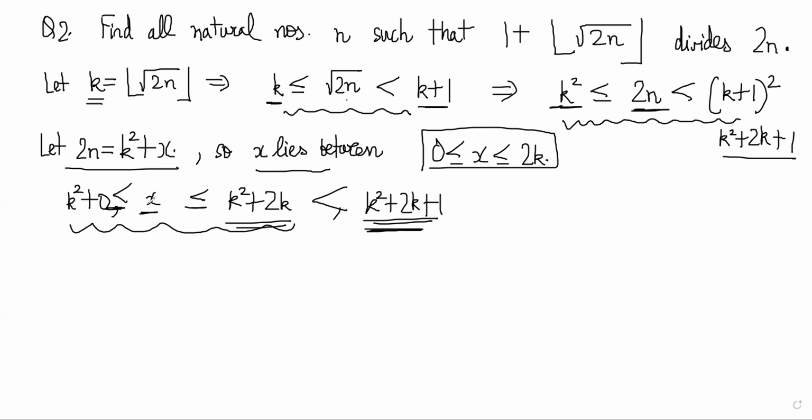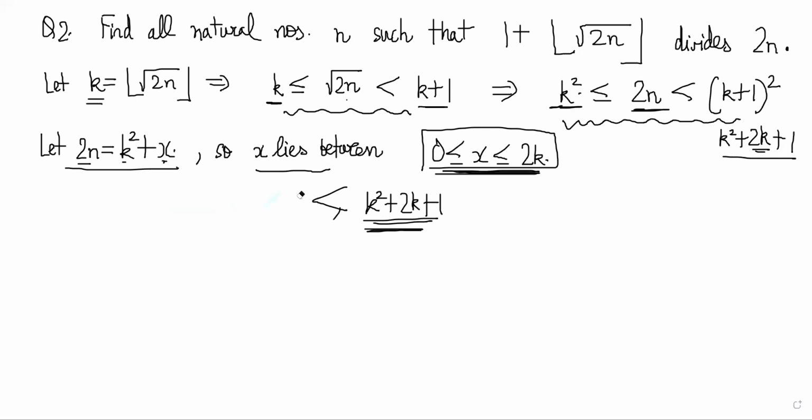Therefore, this is basically 2n. So therefore, we can say x lies between 0 and 2k. I hope you're understanding what I'm saying here. Because we have said that 2n was k square plus x. x has to go from 0 to 2k, right? It cannot be equal to 2k plus 1. Right. So we have basically figured out these conditions.